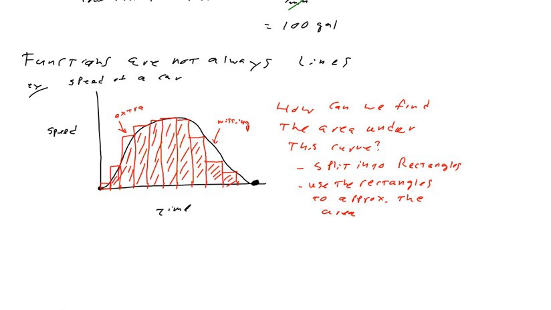This distance here between the rectangles, we call this distance delta x. The width of the rectangle. And that delta x can change. You can have some rectangles that are wider, some are smaller, but we'll get to that later. But each of these widths of the rectangles, we call that delta x.